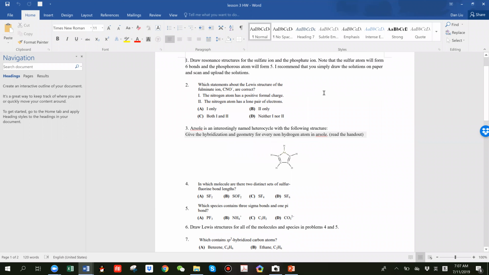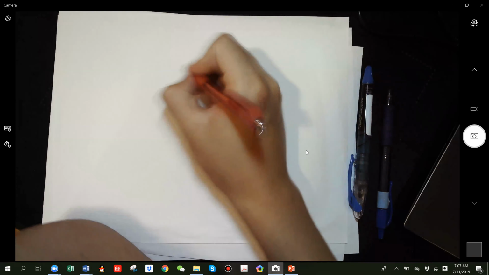For number two, which statements about the fulminate ion are correct? Okay. So everyone read the handout I posted, right? I don't know if everyone saw this, but I posted a new handout, a review of lesson 3 on new ways to make Lewis structures, an algorithm that might be easier for you. So CNO minus, and then minus.